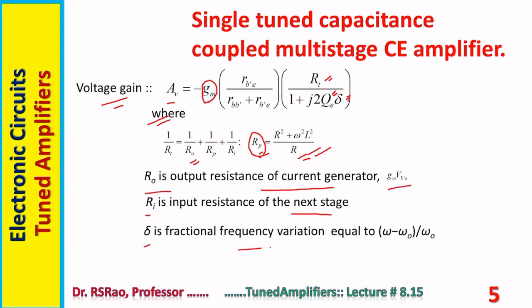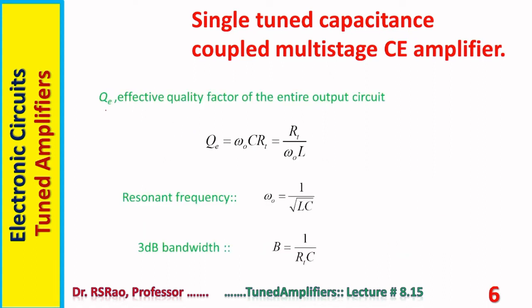Delta is the fractional frequency variation, equal to omega minus omega naught by omega naught. This is already defined. So this expression for voltage gain is for one stage, for a single stage. In the expressions given in the previous slide, QE is there. QE stands for the effective quality factor of the entire output circuit. It is given by omega naught C RT. It can be shown equal to RT by omega naught L.